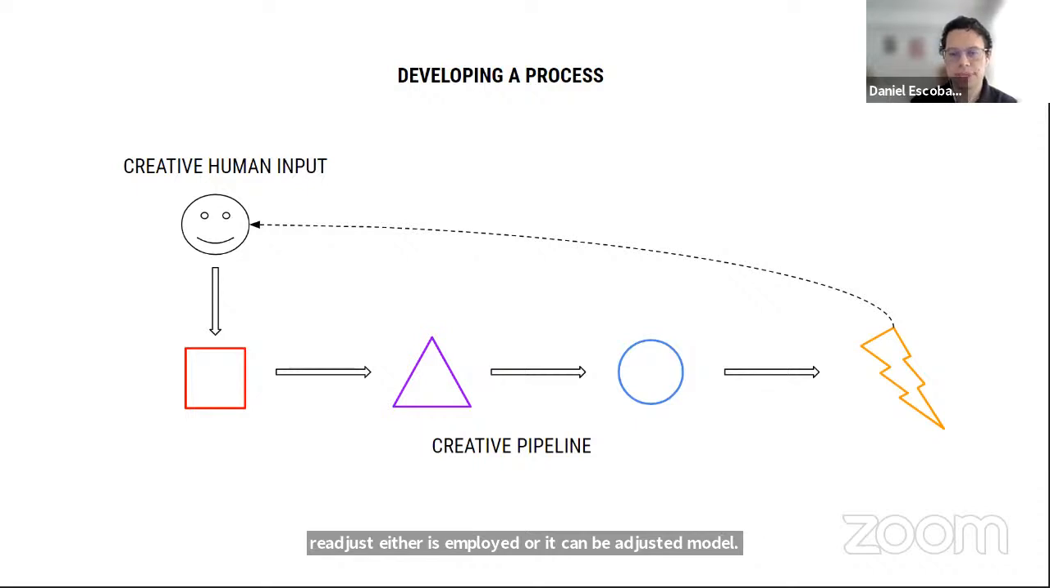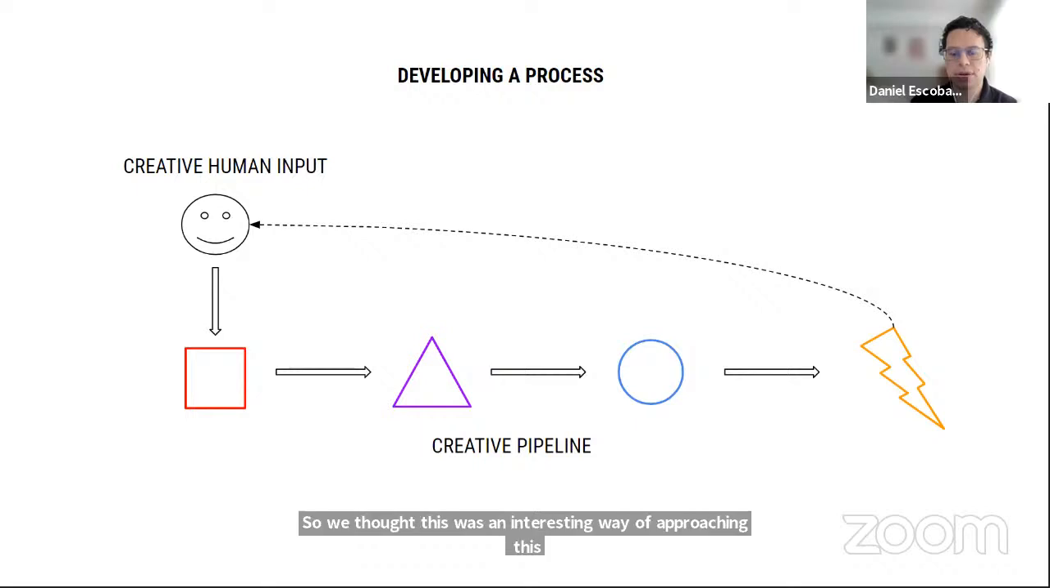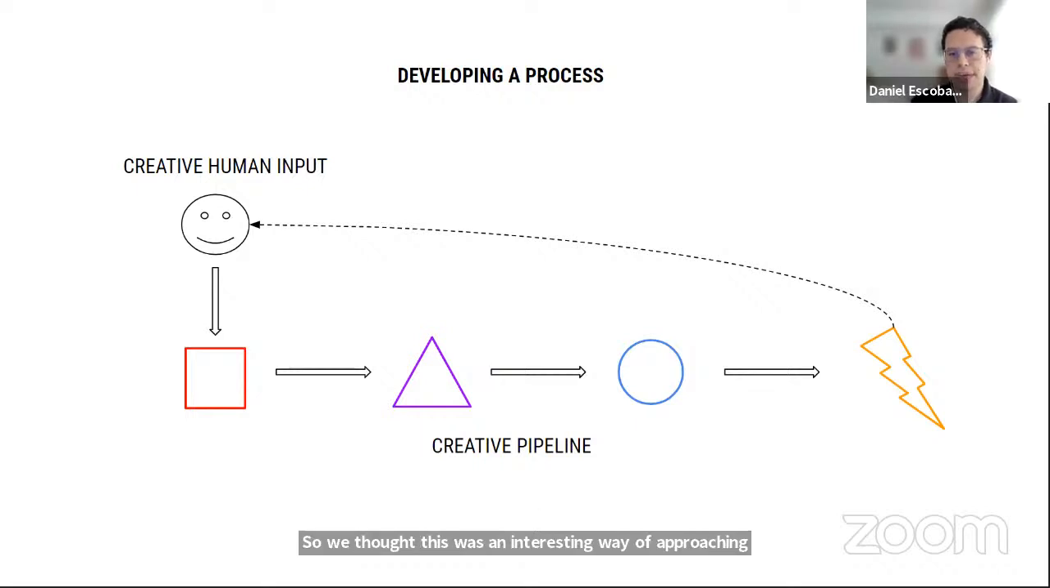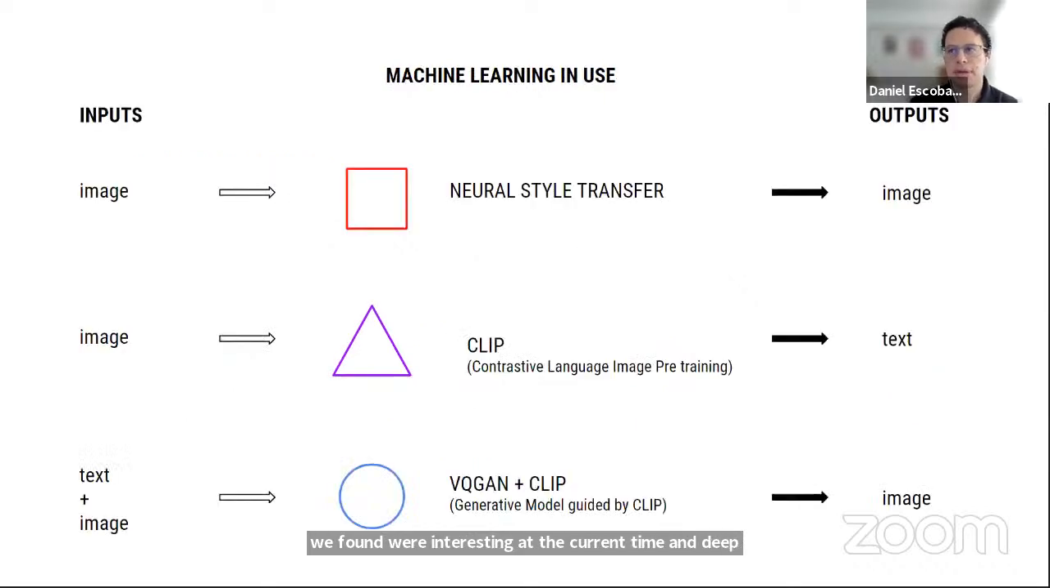So we thought this was an interesting way of approaching this, and we took 3 different types of models that we found were interesting at the current time in deep learning that can be used to explore this method. The 3 machine learning models in use that we explore are neural style transfer, which takes an image as input and then it outputs another image.